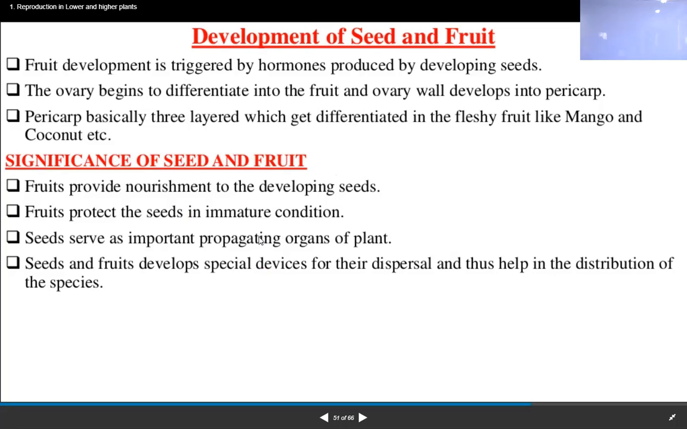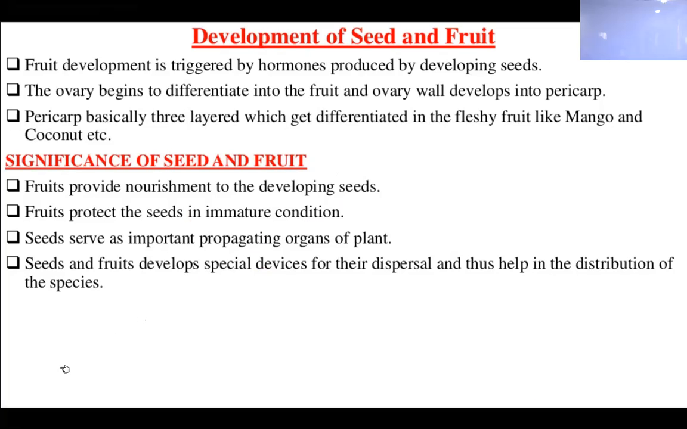So, significance of seed and fruit. Fruit provides nourishment to the developing seed. Fruit protects the seeds in immature condition. Seed serves as an important propagating unit. What do you mean by propagating?